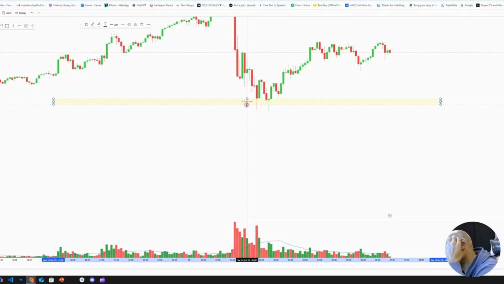Or you can also have your zone here at the wicks. It's going to depend on you as an individual. So for me, I like to draw my zone from the body of the candles to maybe a little bit past midway of the wicks. I don't like to draw them all the way to the end of the wicks, right? Sometimes I do, sometimes I don't. That depends on how long the wicks are.